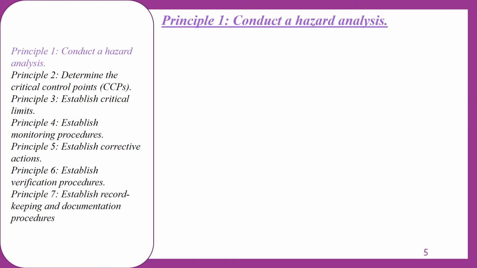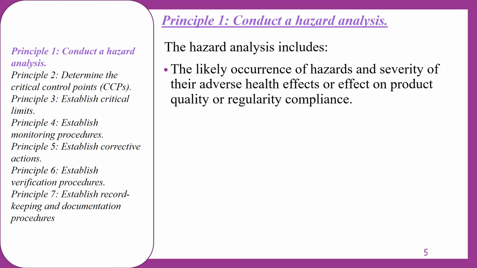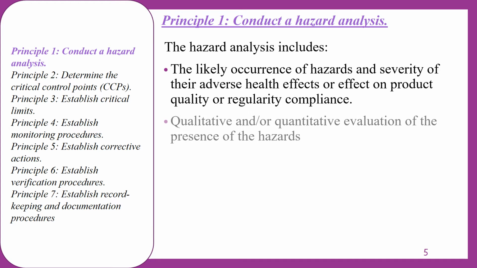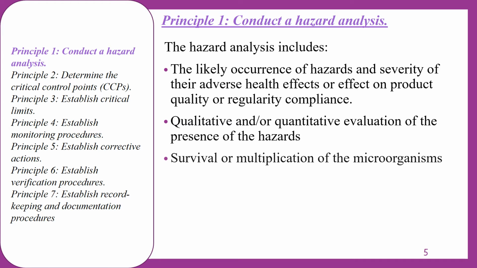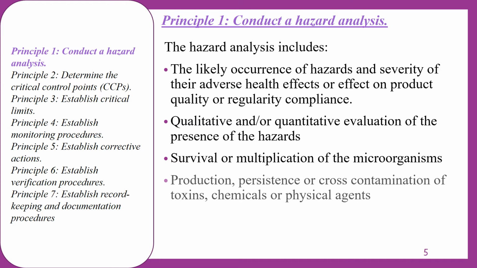The first principle is conduct a hazard analysis. The hazard analysis includes the likely occurrence of hazards and severity of their adverse health effects or effect on product quality or regularity, compliance, qualitative and or quantitative evaluation of the presence of the hazards, survival or multiplication of the microorganisms, production, persistence, or cross-contamination of toxins, chemicals, or physical agents.